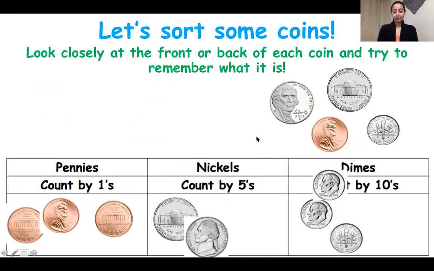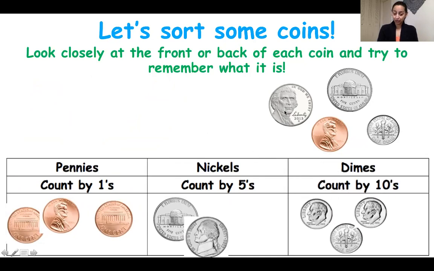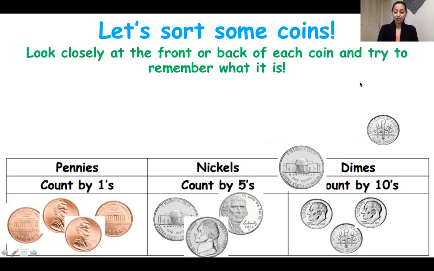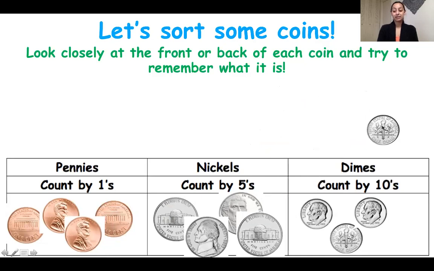Another dime. A nickel facing front head. A penny, another nickel, and last we have a dime. So I want you to just notice here quickly before we move on that pennies can look 2 different ways, and nickels can look 3 different ways, and dimes can look 2 different ways.